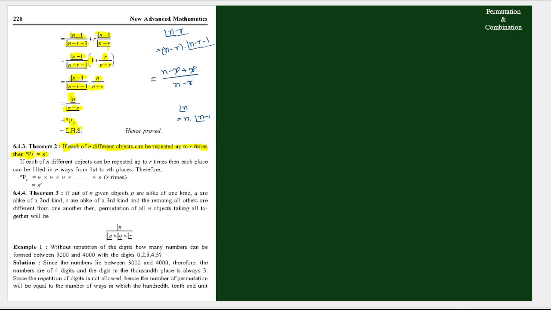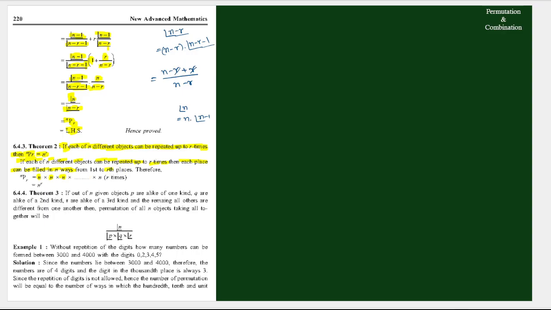Yes. So here it says that it can be repeated up to r times. ठीक है, जितना भी n ऑब्जेक्ट है, it can be repeated up to r times. So see, if each of n different objects can be repeated up to r times, then each place can be filled in n ways. Yes or no? First place fill can be done in n ways. Second place is also n ways because repetition is allowed. So it will go on n.